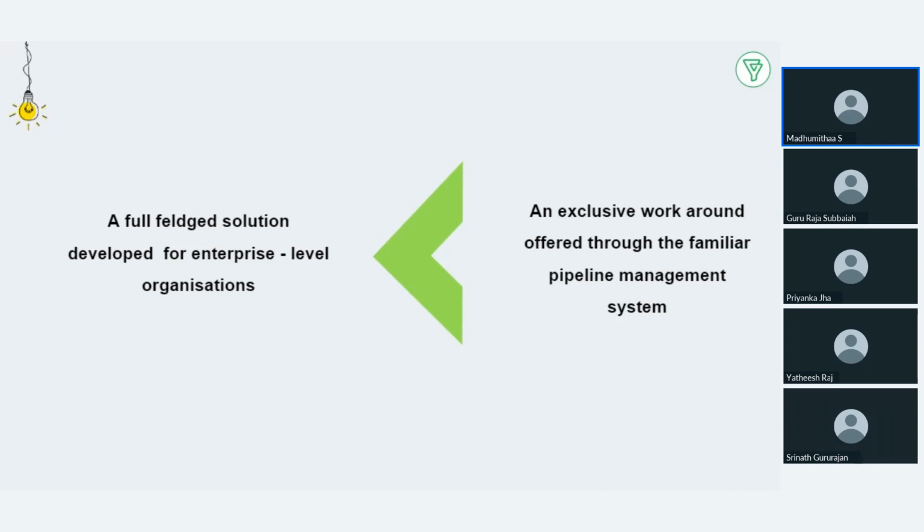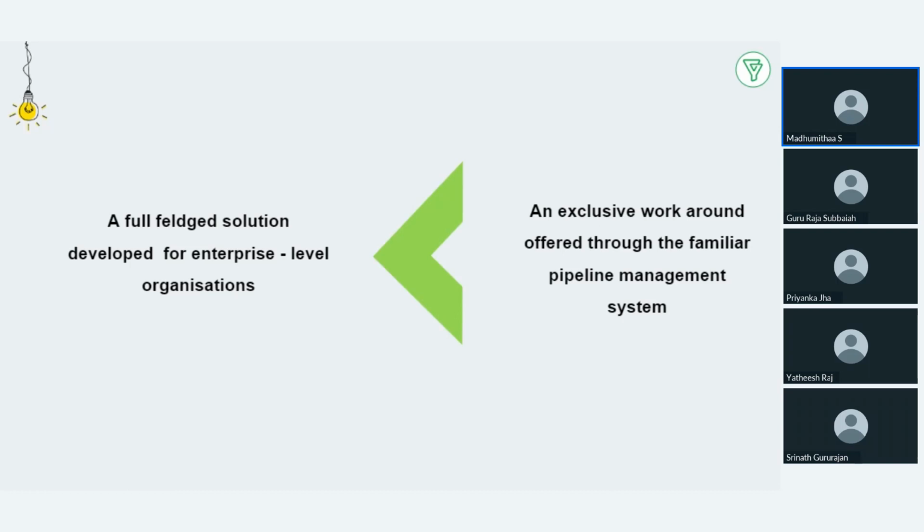Team pipelines is an extension of the pipeline management system that you are all familiar with already, to cover all your other customer-facing operations in addition to sales. You can now have a distinct team pipeline for every operation of yours and multiple sub-pipelines to cover the different functions performed by each team.